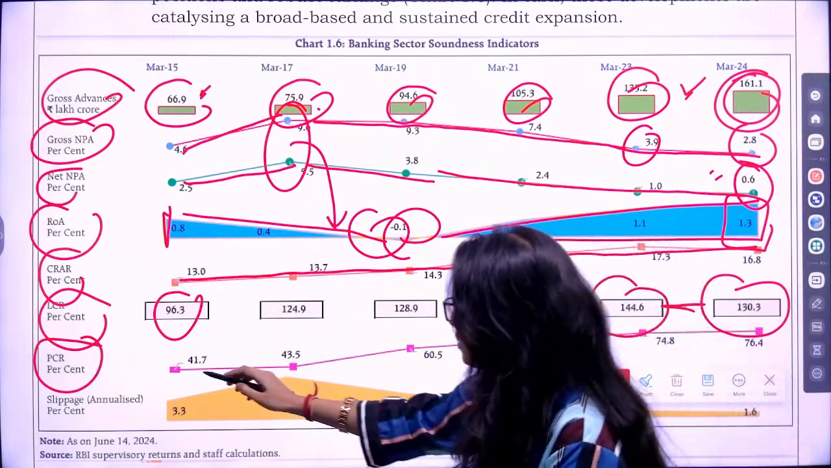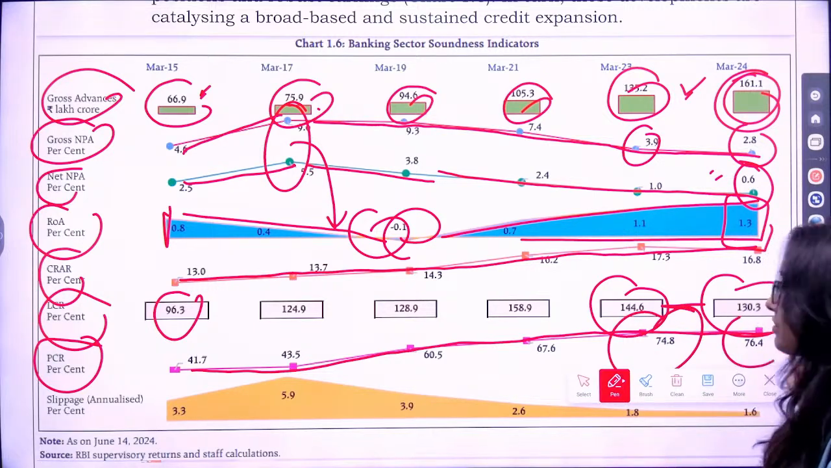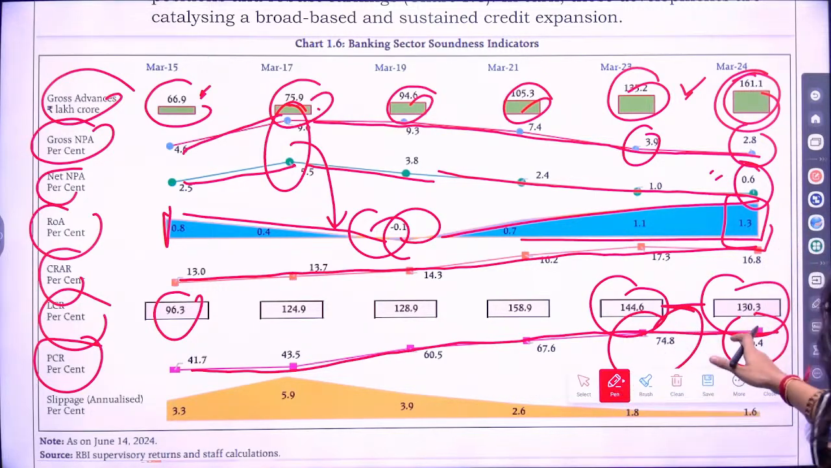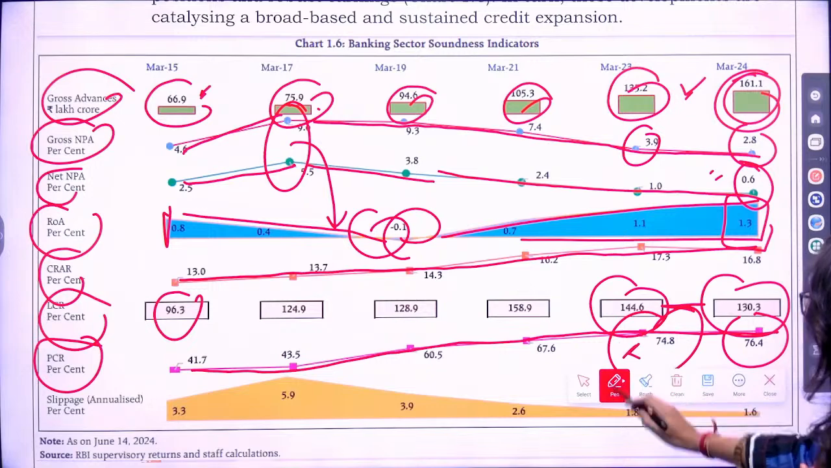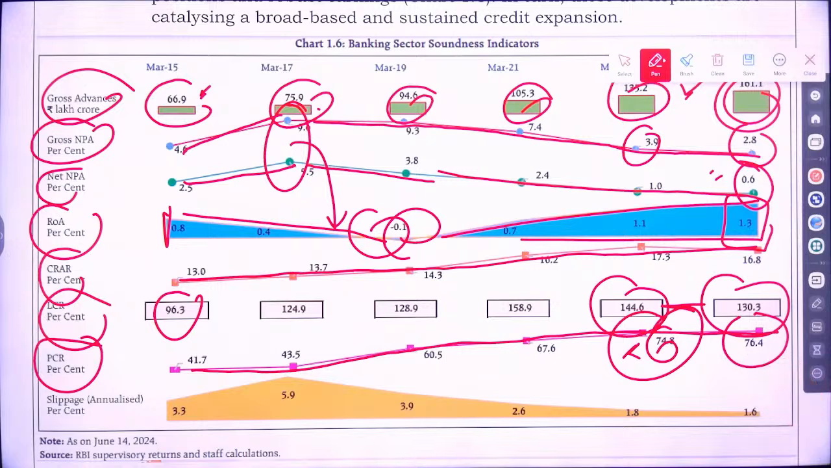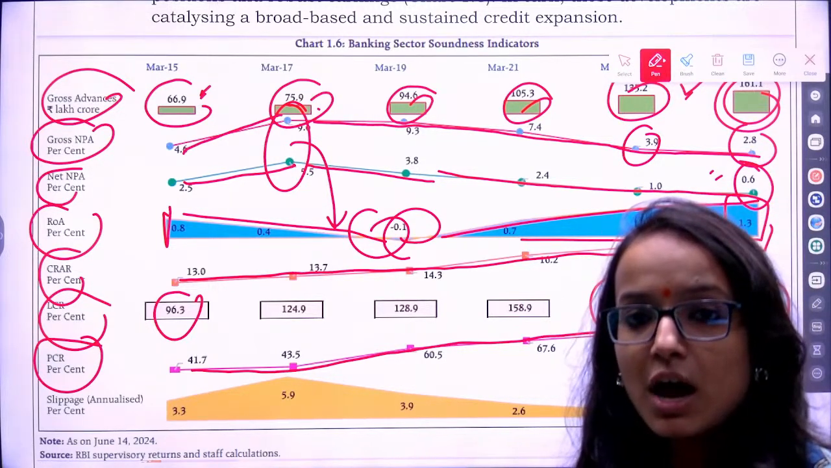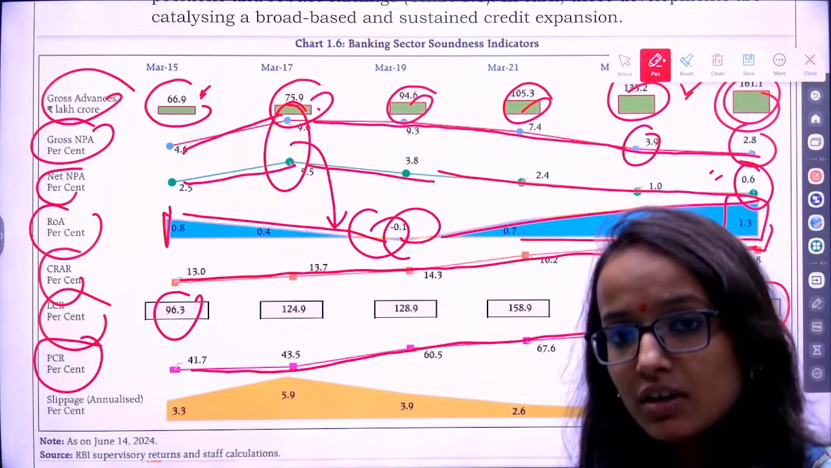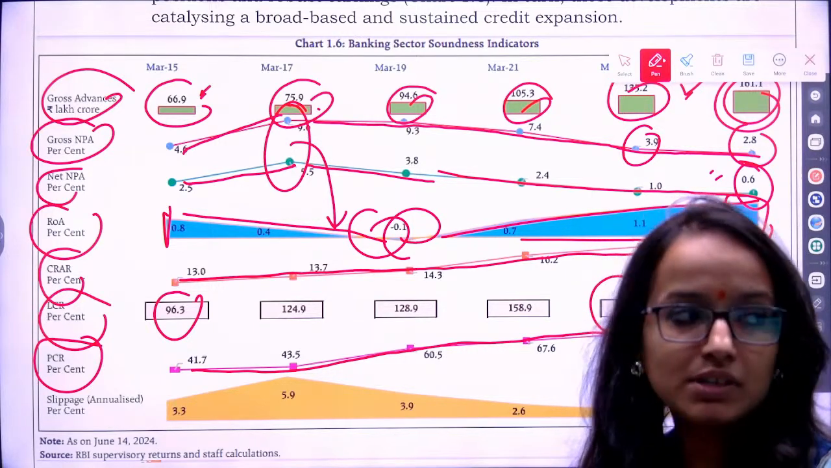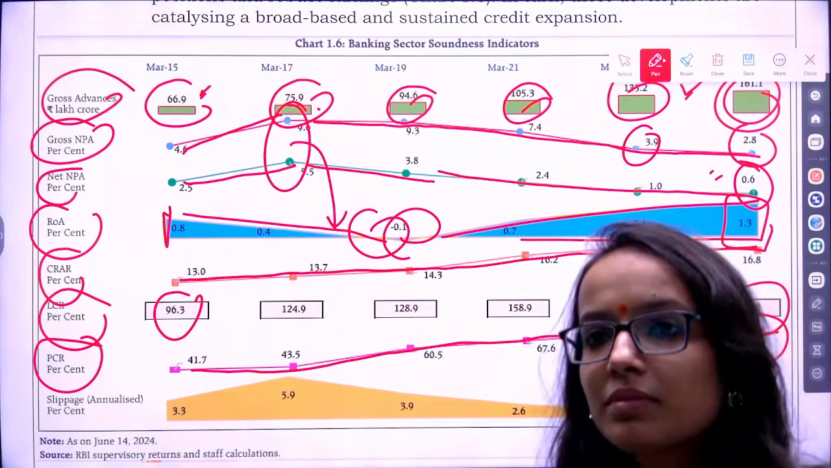Then you have PCR, provisioning coverage ratio. You see, it is continuously rising, 74, and then 76. So it has risen from the previous level as well. From 74, it has risen to 76. It means RBI is continuously focusing on more provisioning, to have enough capital adequacy and to reduce the risk which is there in the banking system.